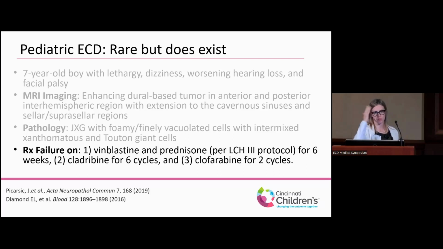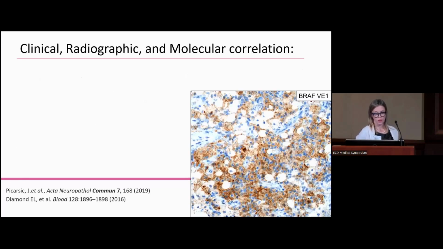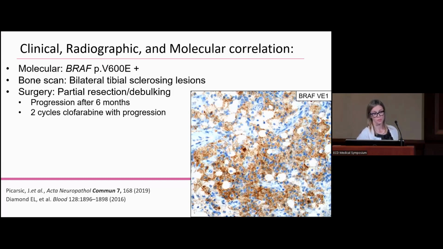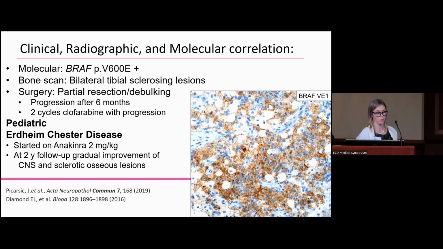But at that time, and this was early on, he wasn't molecularly confirmed right off the bat, and had subsequent treatment failures as listed below. And it was then with the correlation with the molecular testing that this was in fact mutated with the BRAF V600E, and subsequently found to definitely have the bilateral sclerosing lesions in the bone. He went through progressive surgical and other clinical treatments, but with Eli's group, this was also published by them, had some improvement with the anakinra.